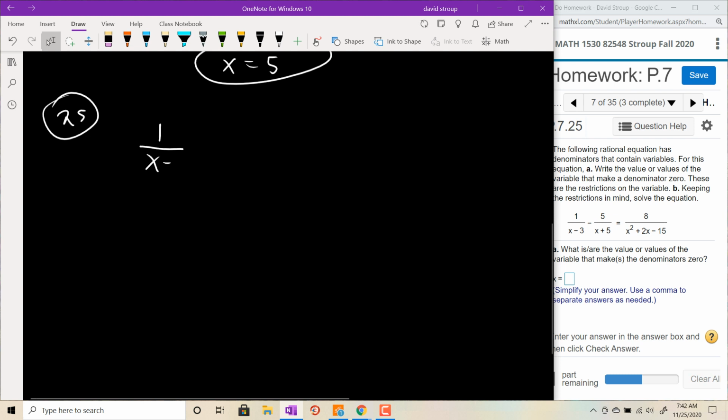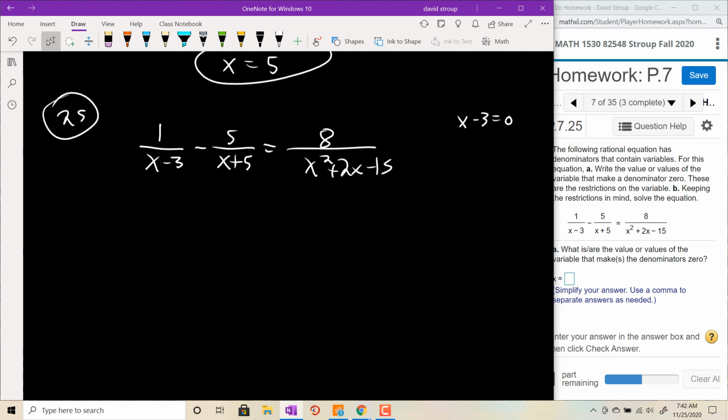So 1 over x minus 3 minus 5 all over x plus 5 equals 8 all over x squared plus 2x minus 15. All right, so get the restrictions. So clearly x minus 3 gives you 3. X plus 5, the other denominator, gives you negative 5. And then factor that last guy, x squared plus 2x minus 15, setting it equal to 0. Factor it. Oh, and we're going to get the same answers from that, so I don't need to bother with that.